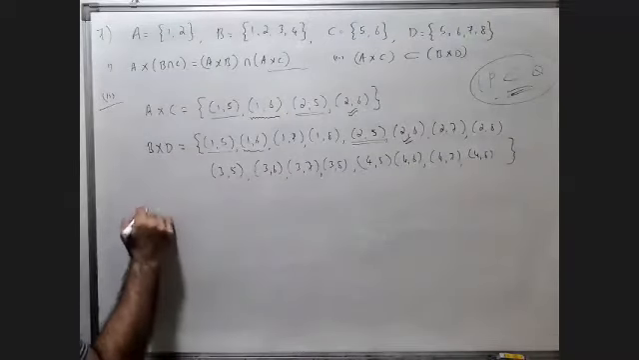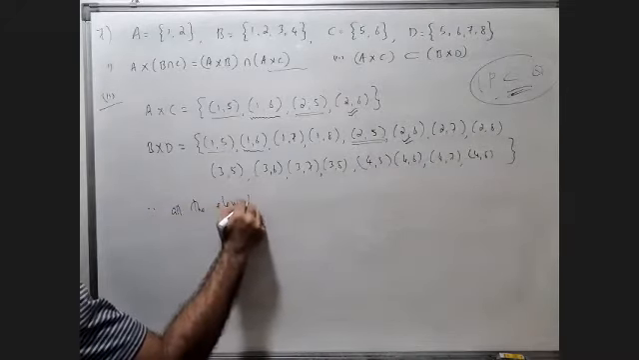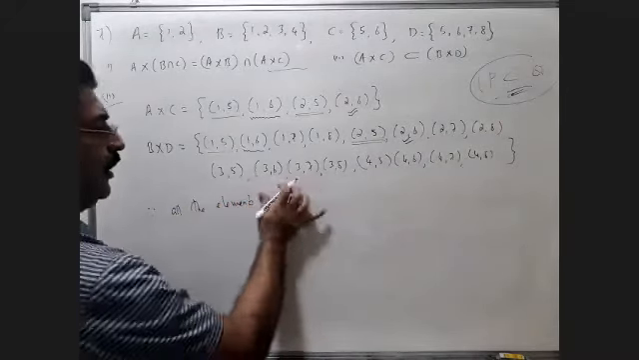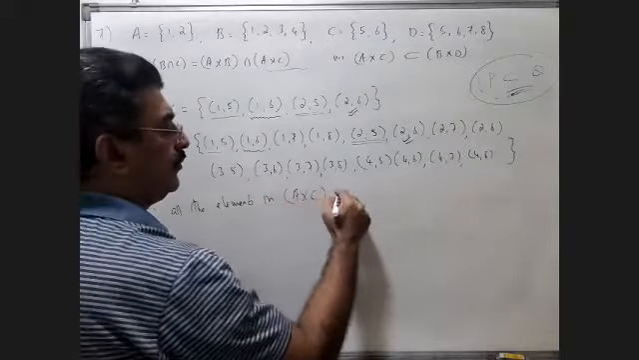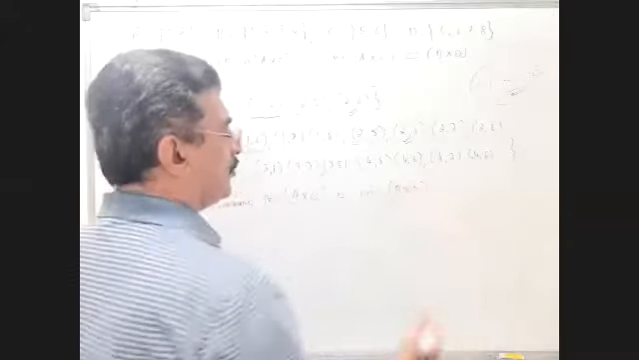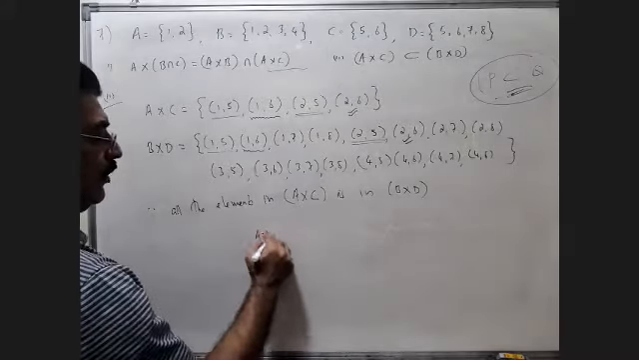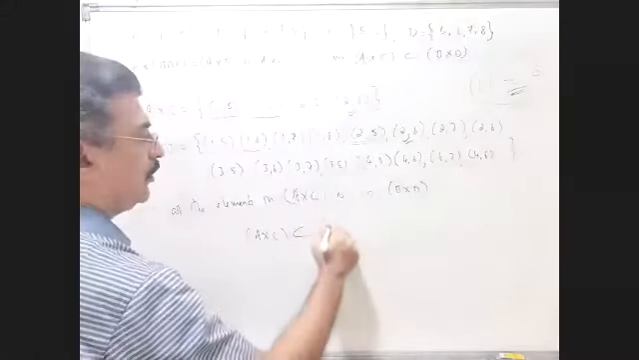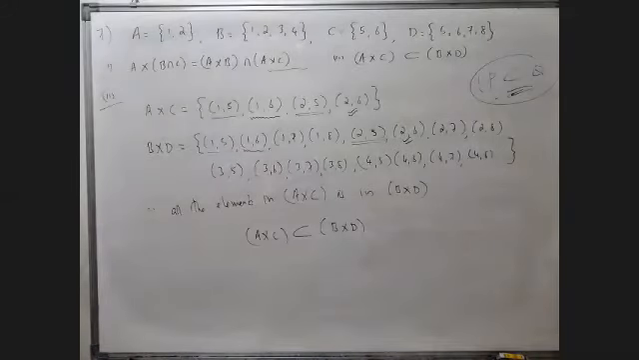So we can write, since all the elements in A cross C are in B cross B, A cross C is a subset of B cross B. That's it. A cross C is a subset of B cross B.